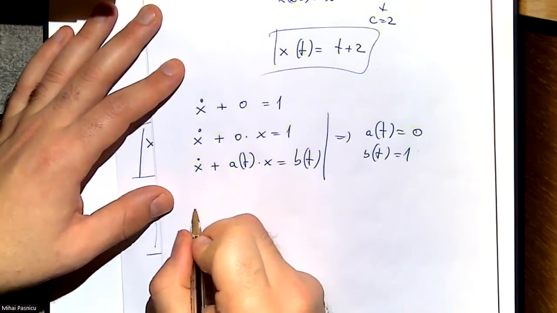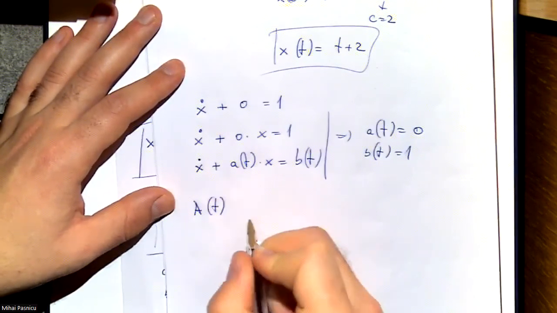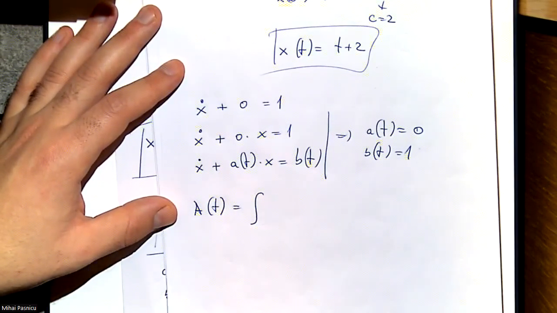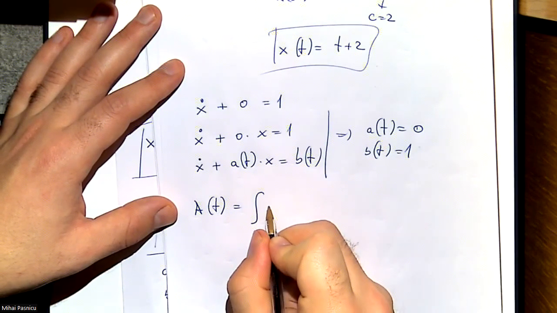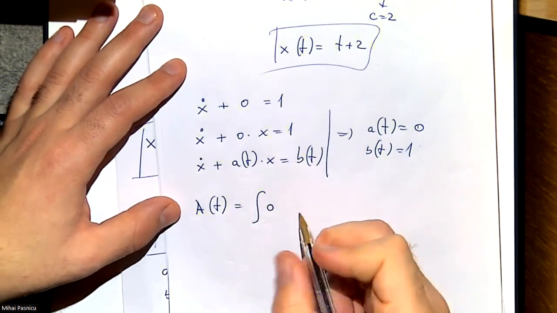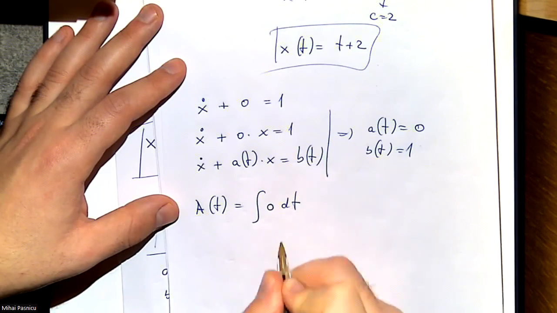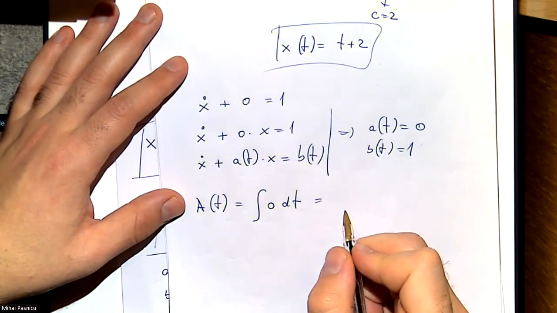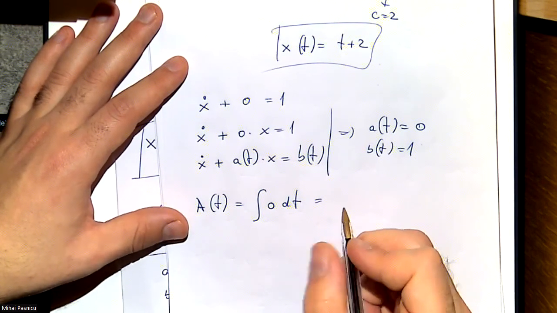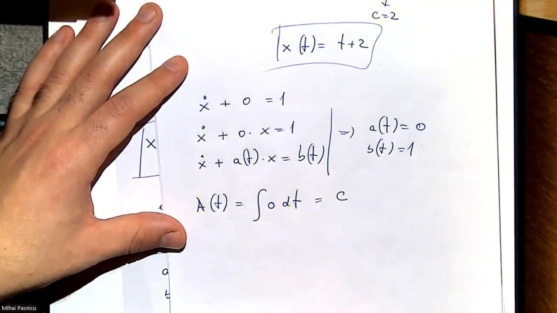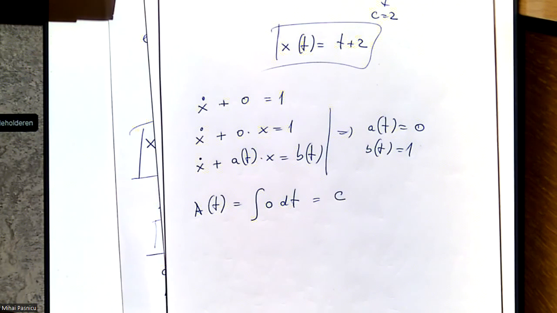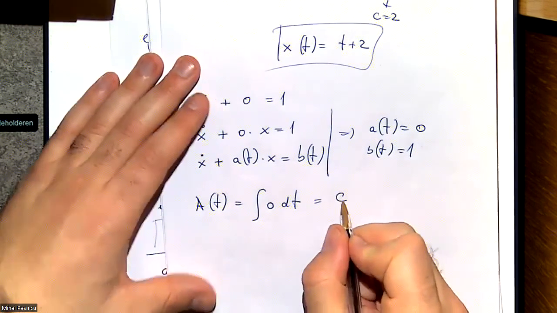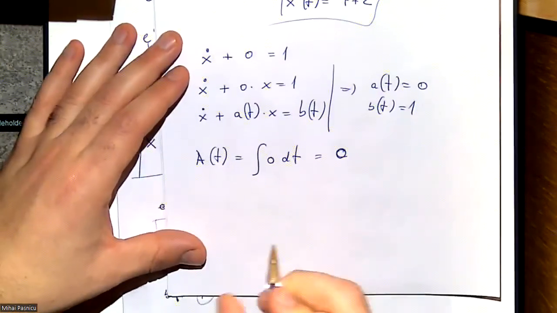Great. Next step. Capital A of t is the integral of 0 dt, which is just, I mean, this exercise doesn't really make sense, but it's just the constant. Now, you don't need to put the constant, so we can just leave it as 0.